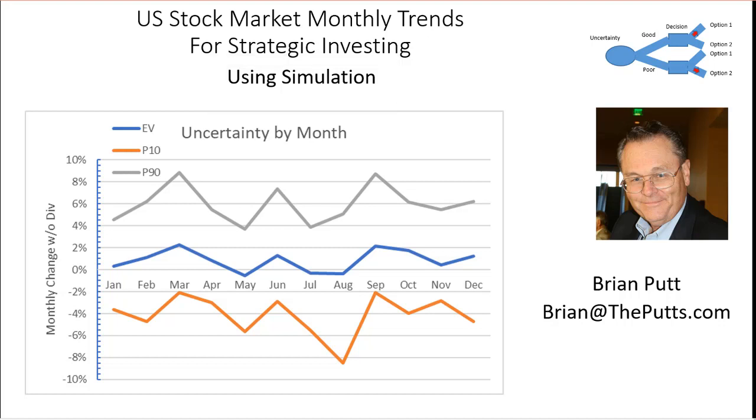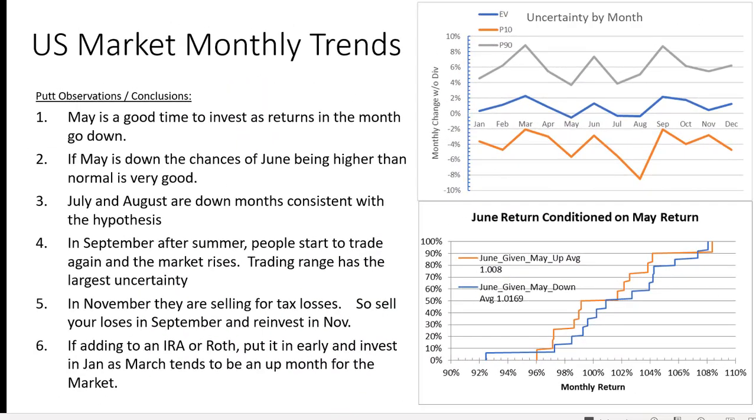Let's start with the bottom line. What did I learn through the analysis? So what I did was to take data from 1993 to present and look at the SPY stock data with dividends. And I analyzed the range of monthly changes by month, January through December, the top right graph over here. What I learned was May is a good time to invest, as the returns in that month go down over here. So if you had money to invest, you'd not want to invest it when the market is down.